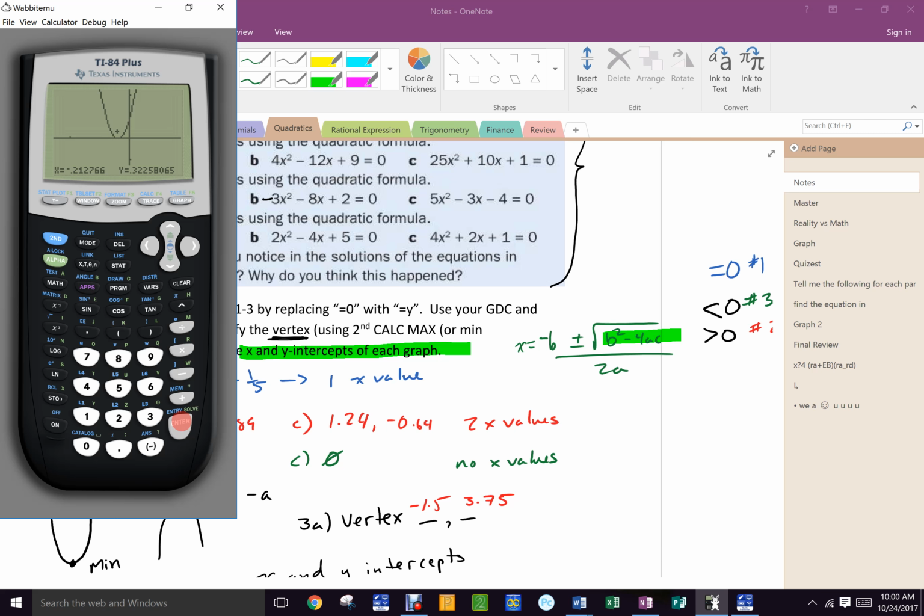Yo. You zoomed in? Yeah, you can zoom in. That's perfect. That'll be fine.